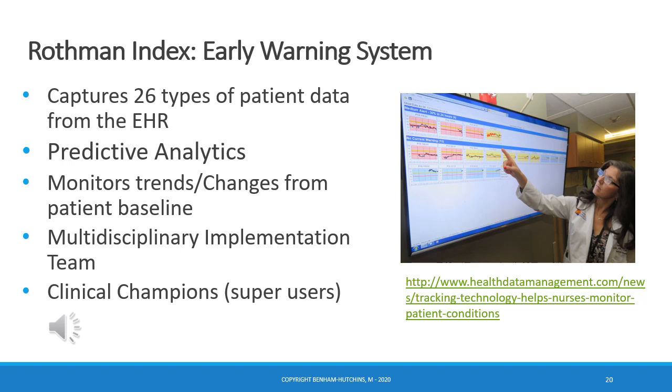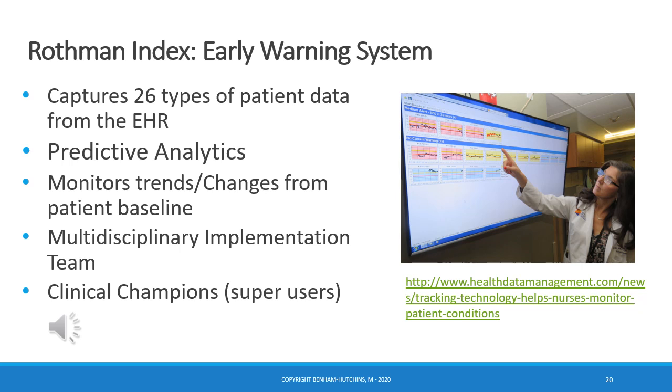So this is another example of an early warning system, predictive system called the Rothman Index. This one captures 26 different types of patient data and measures data from the EHR. It will run predictive analytics. This is evidence-based analytics. It will display a score of 0 to 100 and a graphing trend for each patient. And the color indicates also which patients that you need to be more alert to. So if you're coming on to shift and you see a patient with a red screen, then you know that might be someone you want to take care of first.